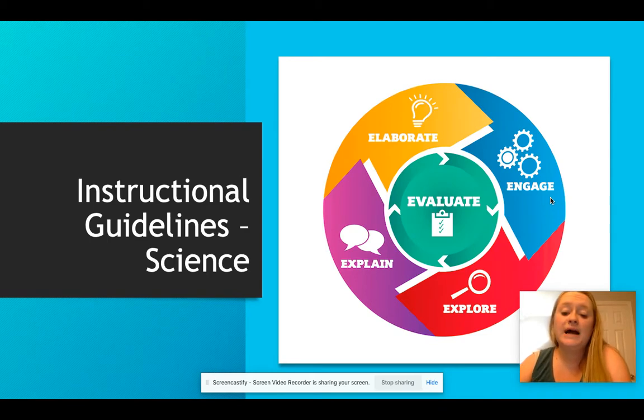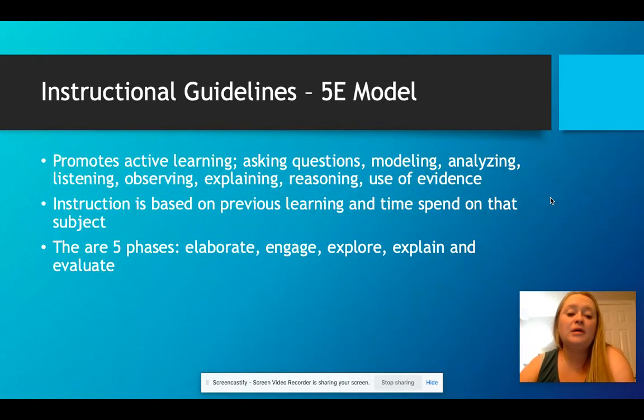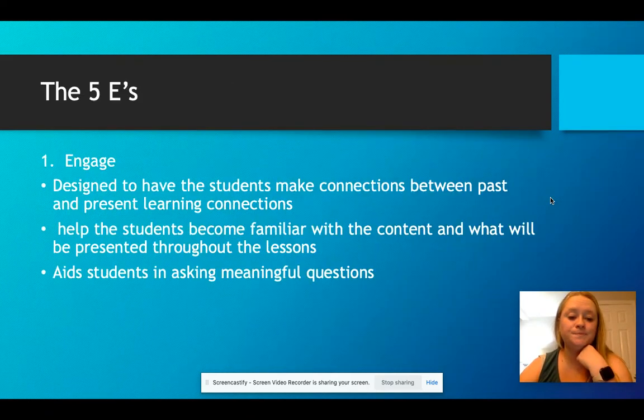The instructional guideline for science is the 5E model. The 5E model promotes active listening and learning, asking questions, modeling, analyzing, observing, explaining, and reasoning, and use of evidence. The instruction is based on previous learning and time spent on that subject. There are 5 phases: engage, explore, explain, elaborate, and evaluate.